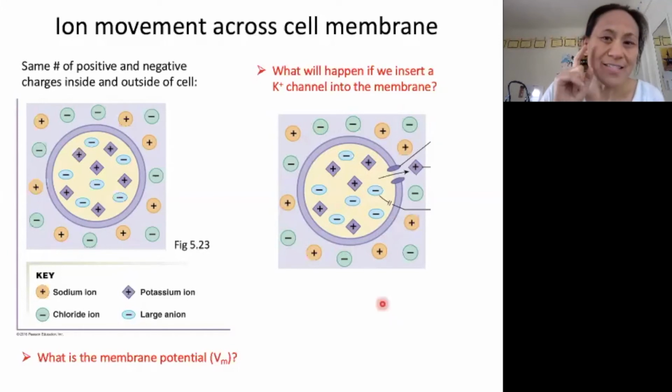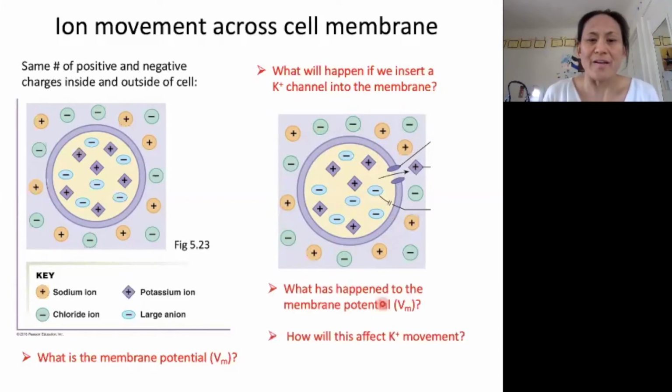However, let's take a look now at how that has affected the electrical situation around the cell and the membrane potential, right? So actually, I want you to think about this. If we've had a potassium ion move out of the cell, what effect has that had on the membrane potential? What has it done to the membrane potential? And then thinking about it from an electrical perspective, what then does that do to potassium movement? So go ahead and hit pause, think about that, and answer those questions there.